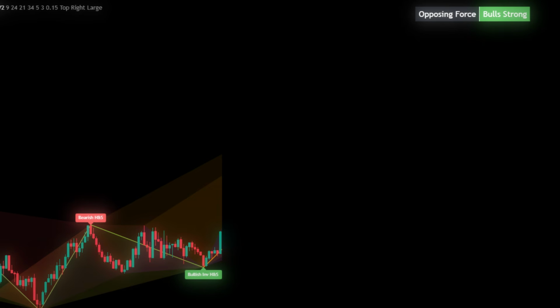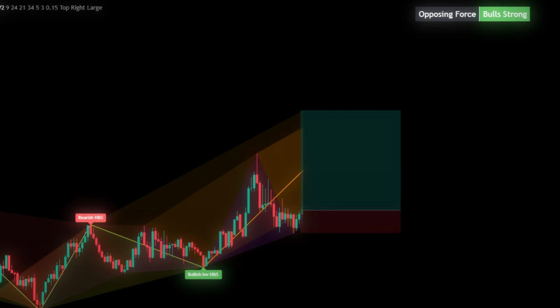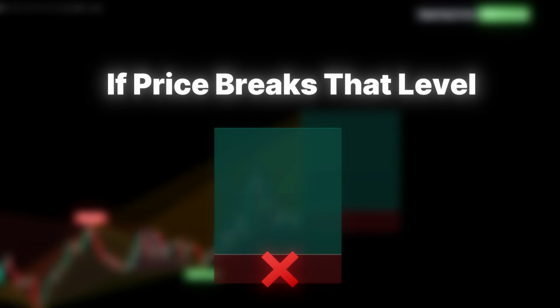Step 3. After the pattern completes, wait for price to form a higher low. That higher low after the pattern is your actual entry signal, not the pattern itself. Step 4. Enter long on that higher low. Place your stop below the swing low that formed during the pattern. If price breaks that level, the setup has failed, and you want out clean.